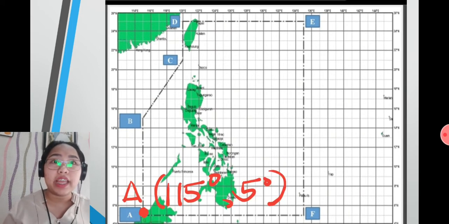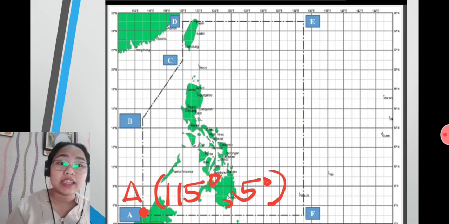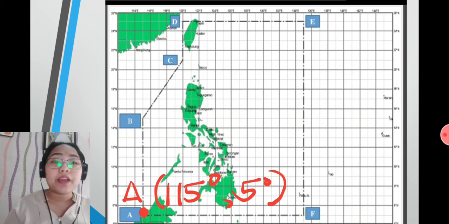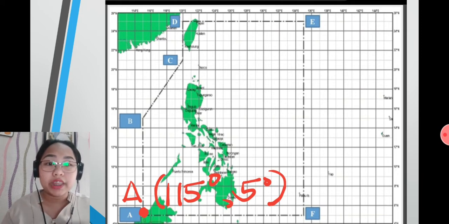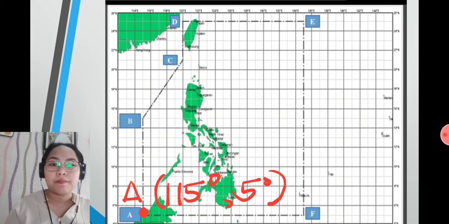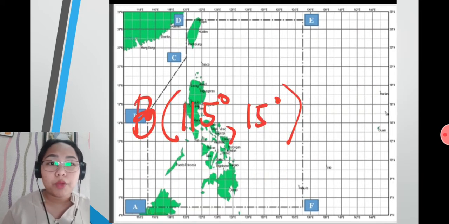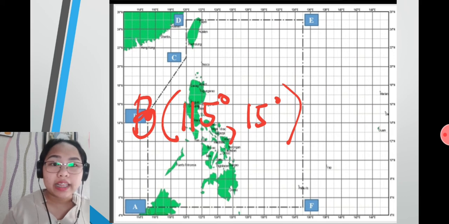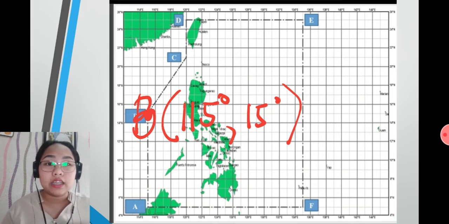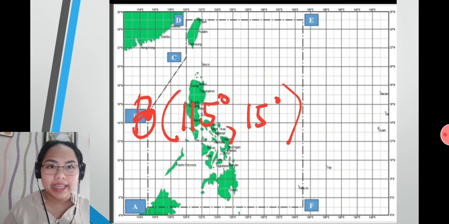Point A is located with coordinates of 115 degrees east as its longitude and 5 degrees north as its latitude. As you can see in our picture, point A is located over there, having the coordinates of 115 degrees east and 5 degrees north. Next, point B is located at 115 degrees east and 15 degrees north. So point B is located on that place, having those coordinates.